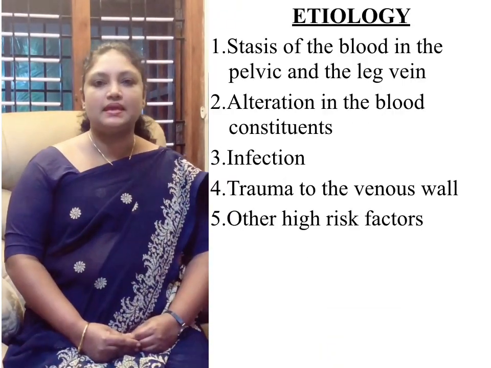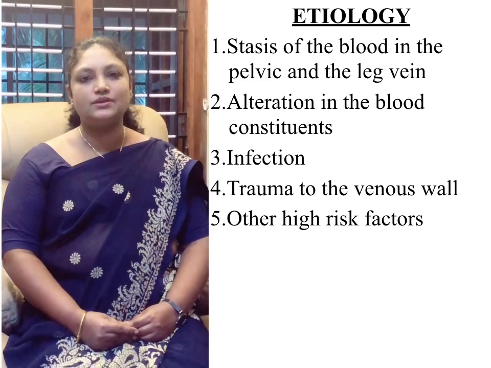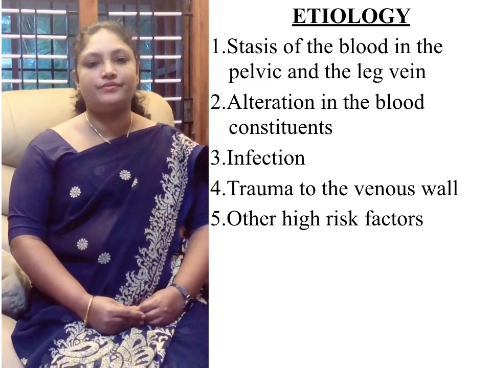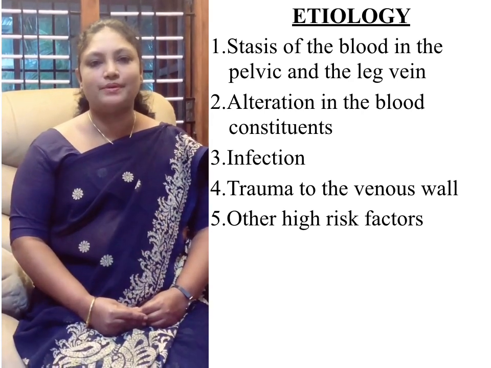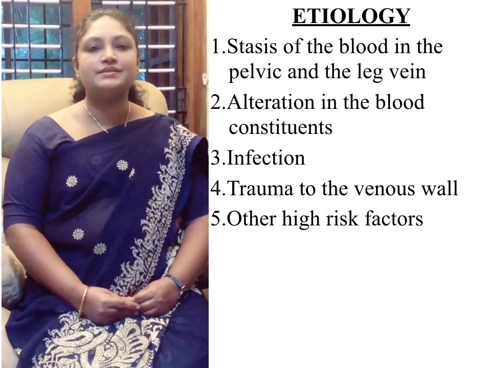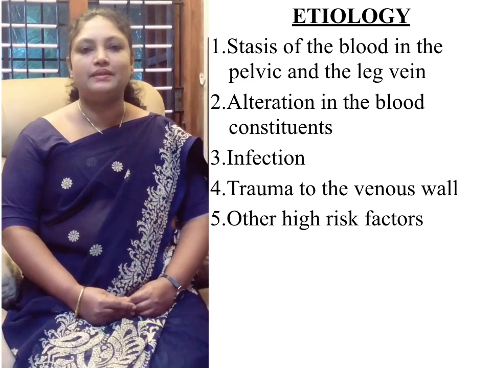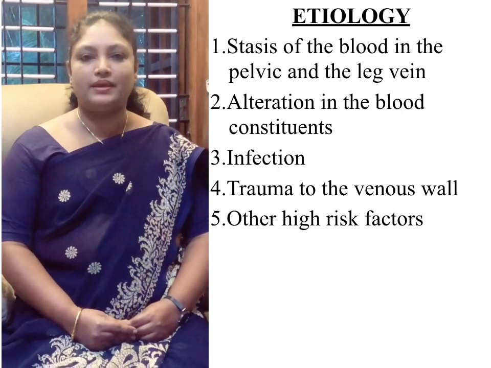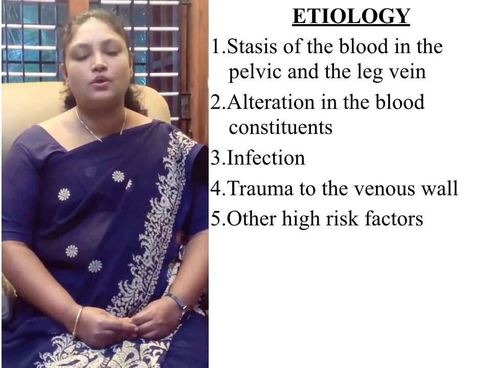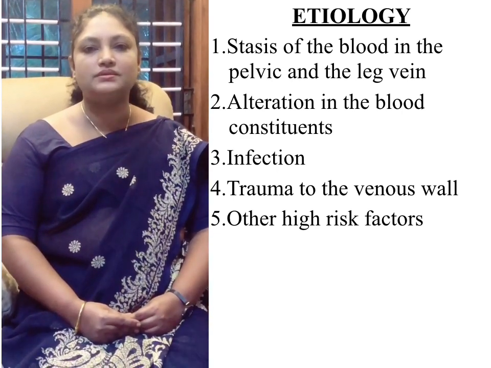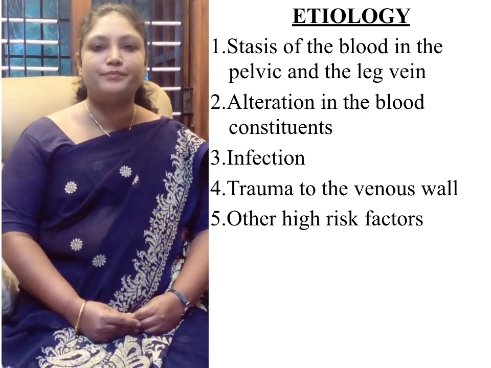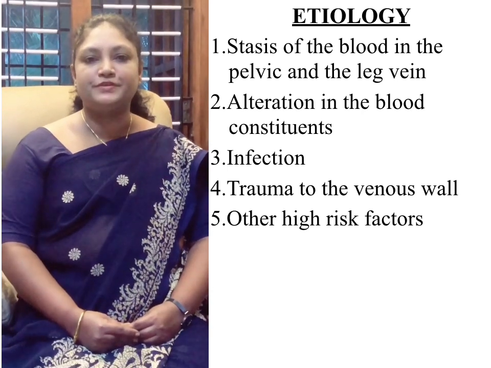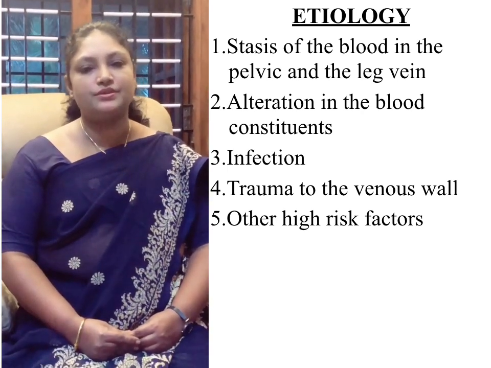Okay, next we'll see the etiology. What are the causes of puerperal venous thrombosis? There are various causes for the formation of this thrombosis, and we'll see them one by one. The first one is stasis of blood in the pelvic and leg veins. How does this happen? It happens mainly if the lady is lying down for a long time in bed, especially at the time of pregnancy, which leads to a risk of thrombosis formation.